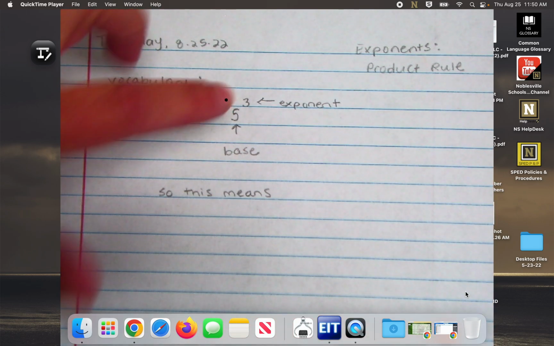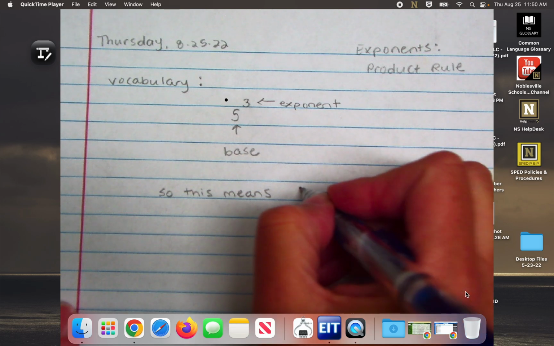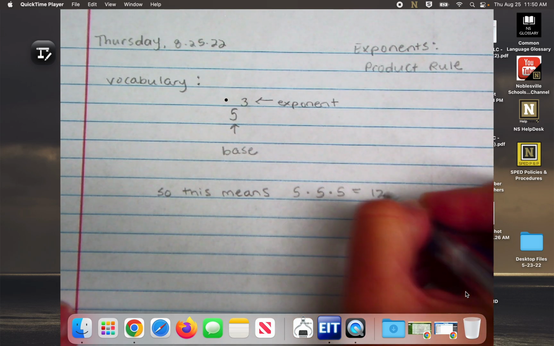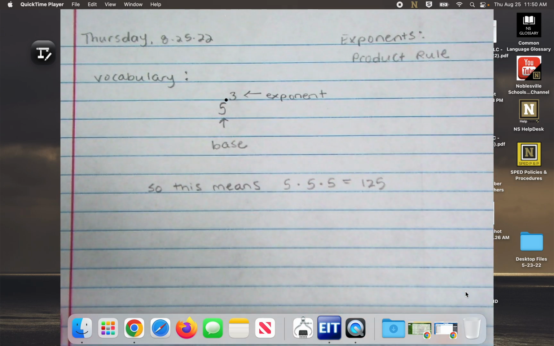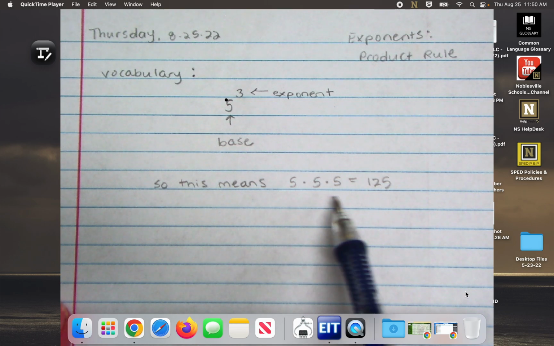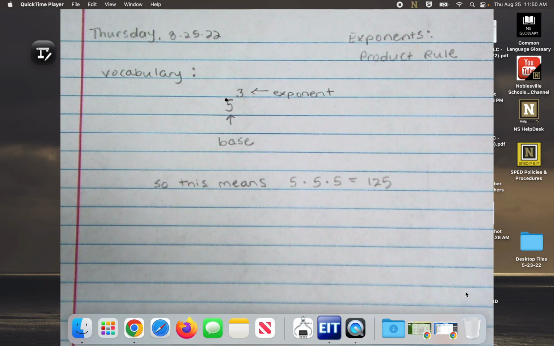What is it actually telling me to do? There's an operation happening there. It doesn't look like much, but it's telling me to do what with those values? Jackson? Times 5 by itself 3 times. 5 times 5 times 5, which equals 125. Right? So the base is what you're going to multiply times itself. The exponent tells us how many times to do that.